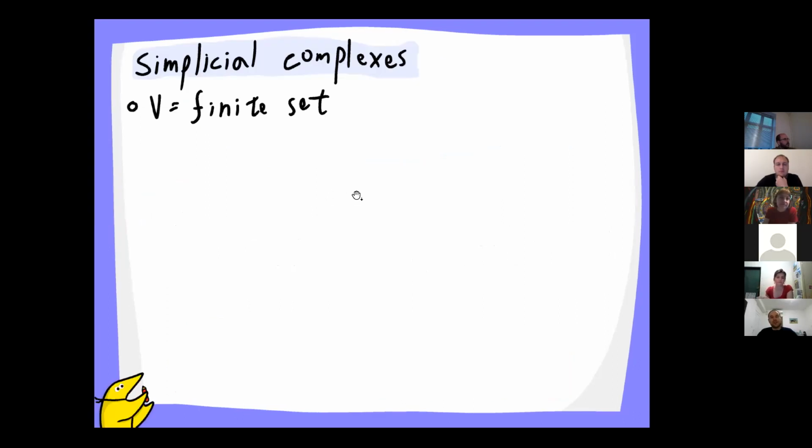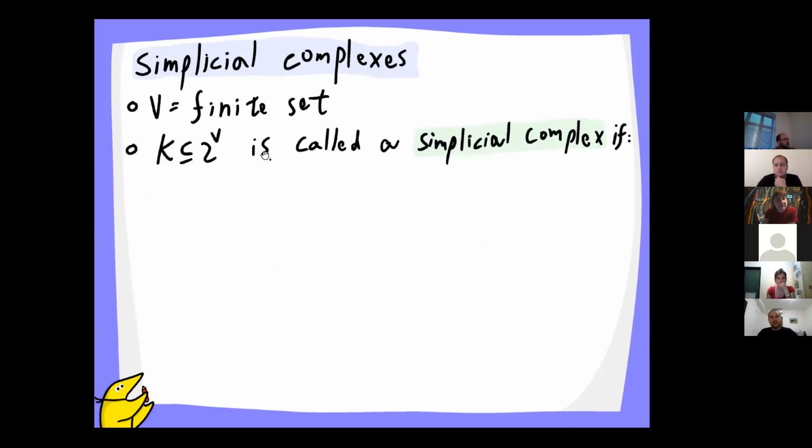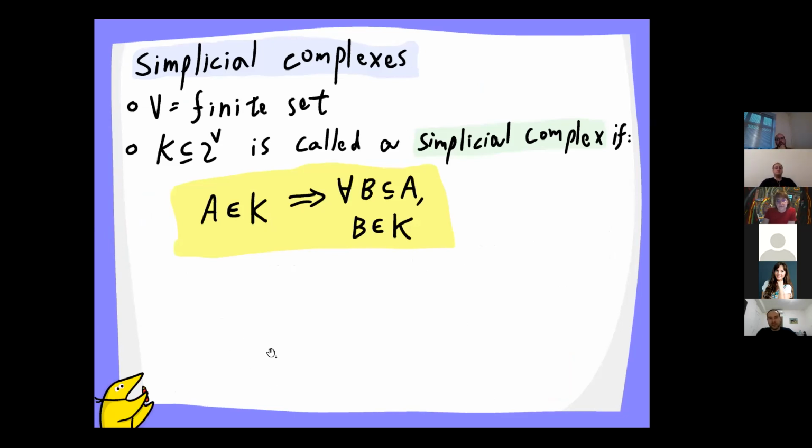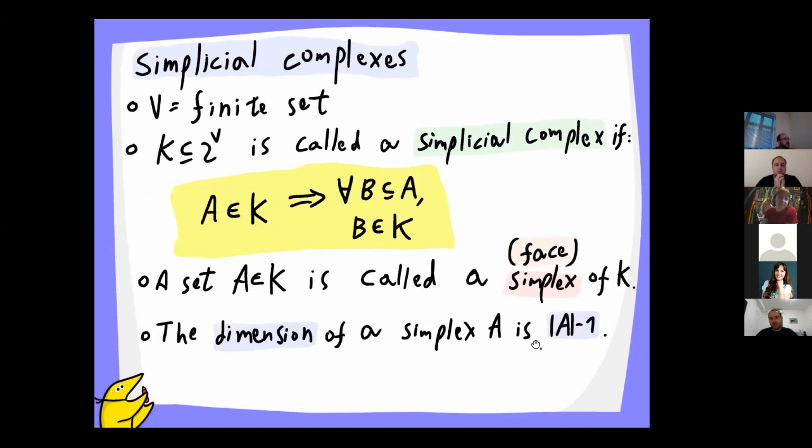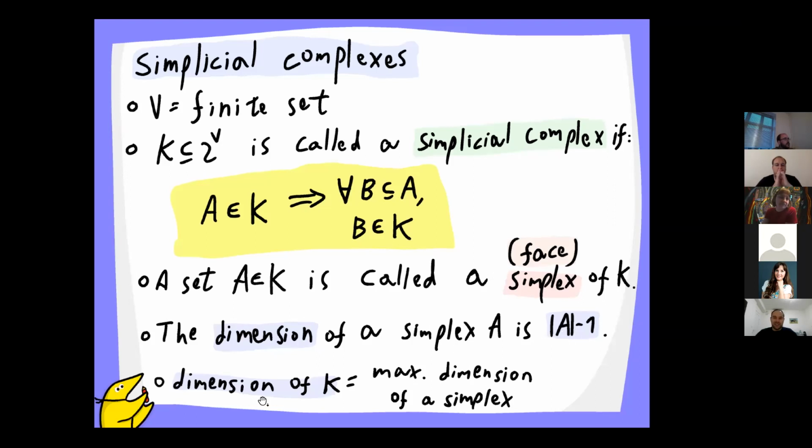So we have V, a finite set, a set of vertices. A simplicial complex is a family of subsets of V that satisfies the following property: for any set A in the family, all of its proper subsets also belong to K. The sets in the family are called the simplices of K, or faces. The dimension of a simplex is its size minus 1, and the dimension of the complex is the maximal dimension of a simplex.